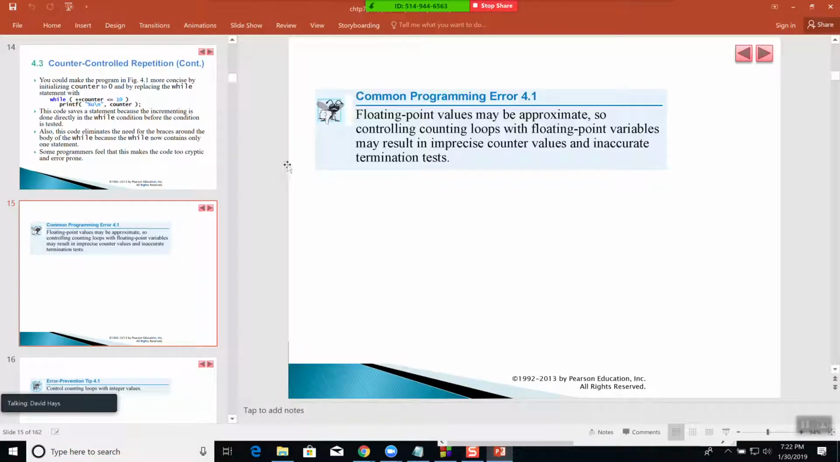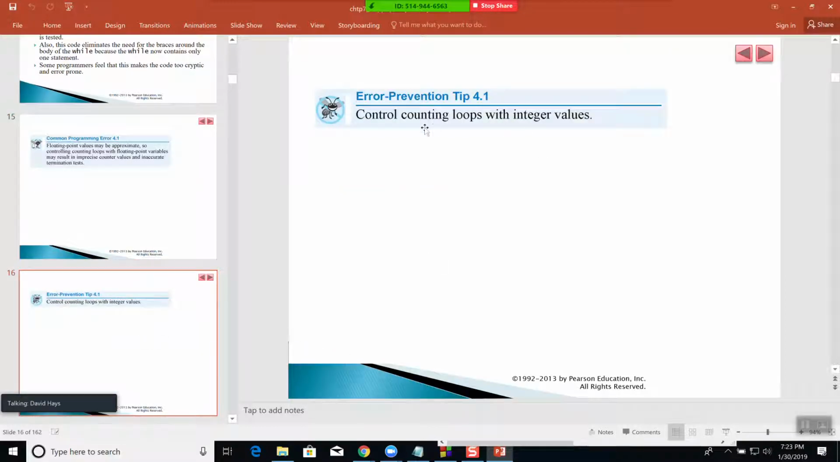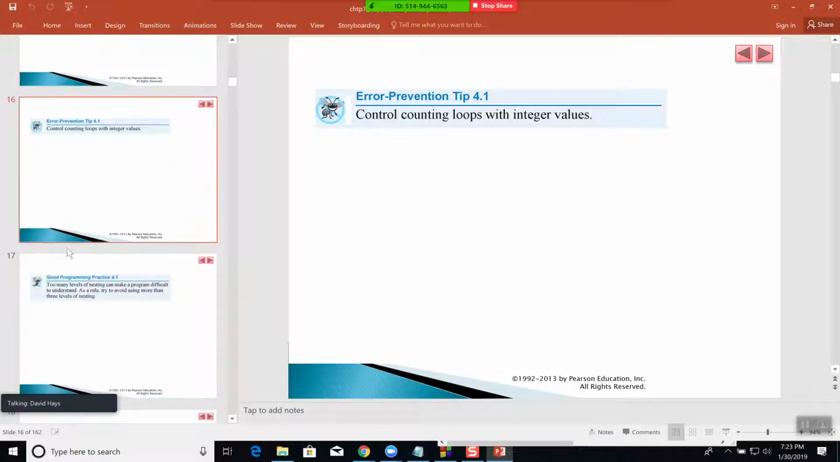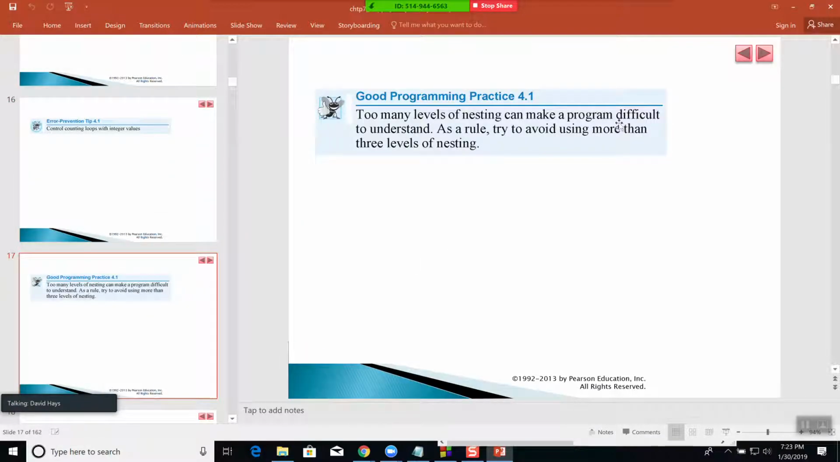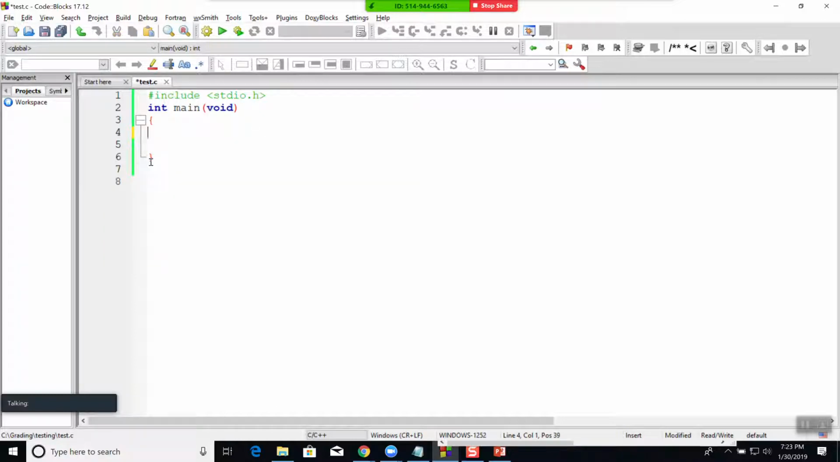Even if you're going into computer science and you're going to be programming just computers, and they have tons of memory, you still shouldn't be sloppy with your memory. Let's see, control counting loops with integer values. Yeah, that's always a good idea. Too many levels of nesting can make a program difficult to understand. As a rule, try to avoid using more than 3 levels of nesting. What in the world does that mean? I can't think of an example where I could actually use that.